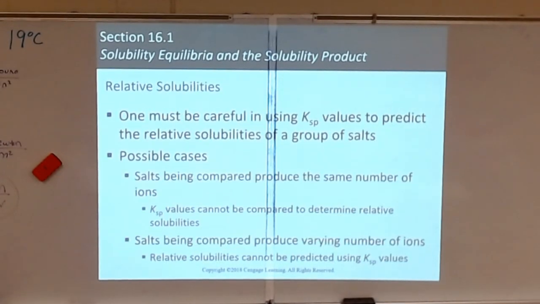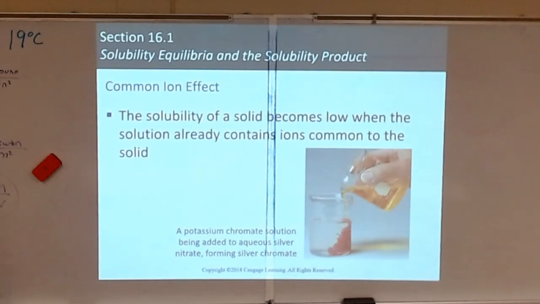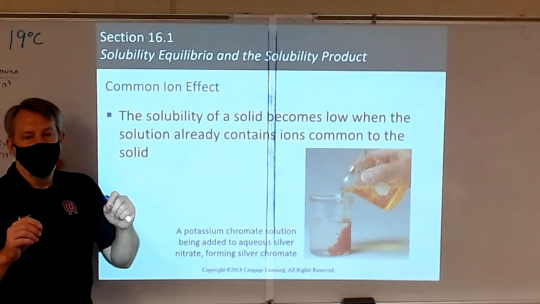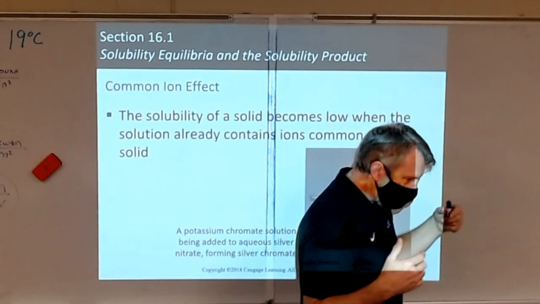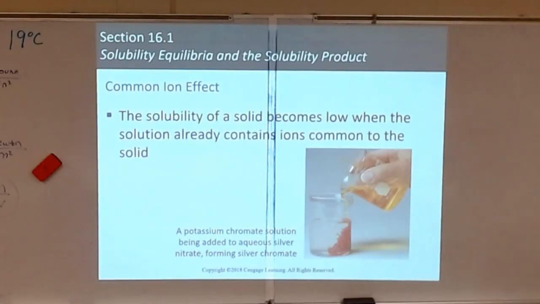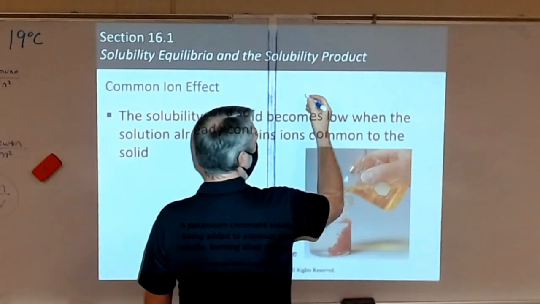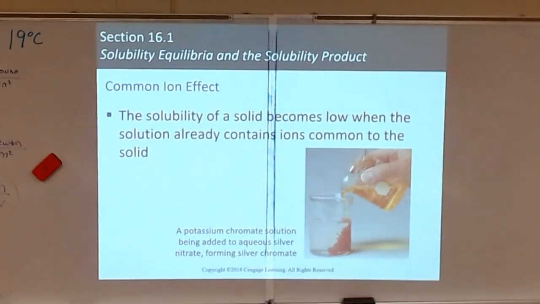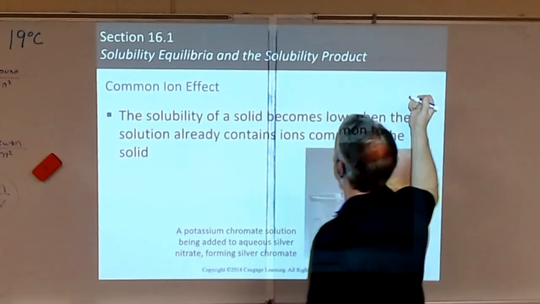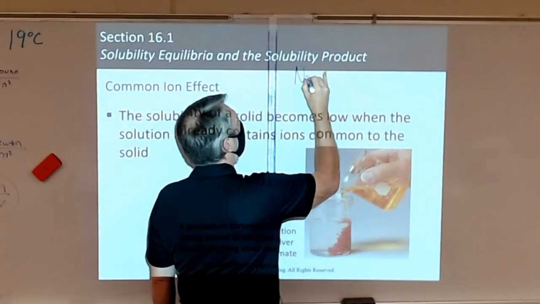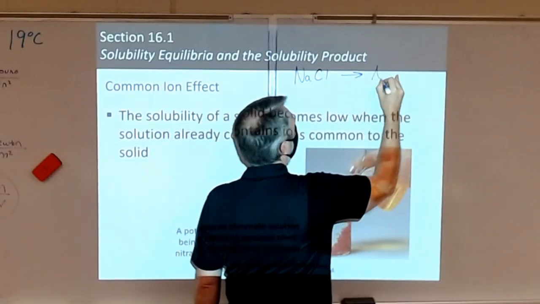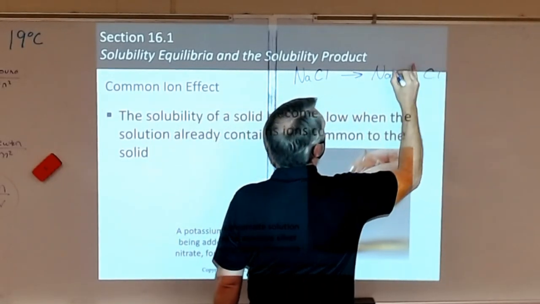All right. So let's look at now what's called the common ion effect. The idea here is the solubility of a solid becomes low when the solution already contains ions common to the solid. I want you to think about this from an equilibrium perspective. I'm going to use a really simple example. Let me give you a silly, simple example. I've got NaCl. That breaks into Na+ and Cl-, right?